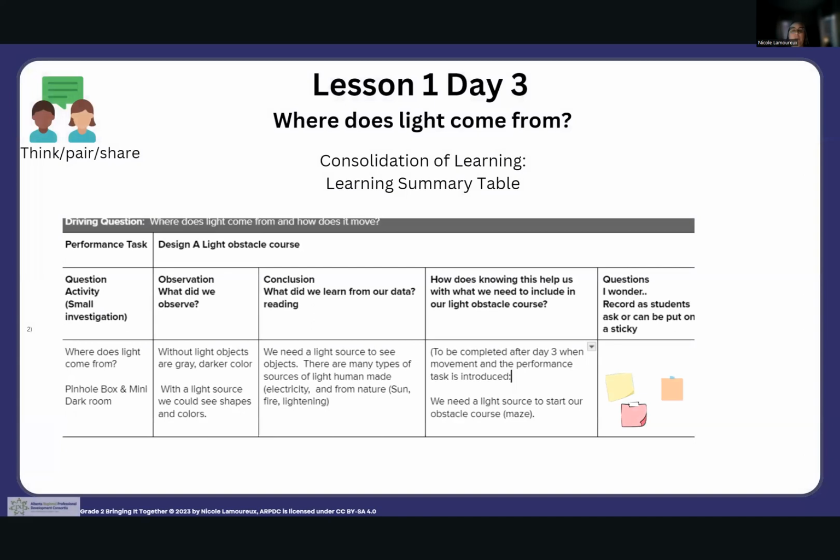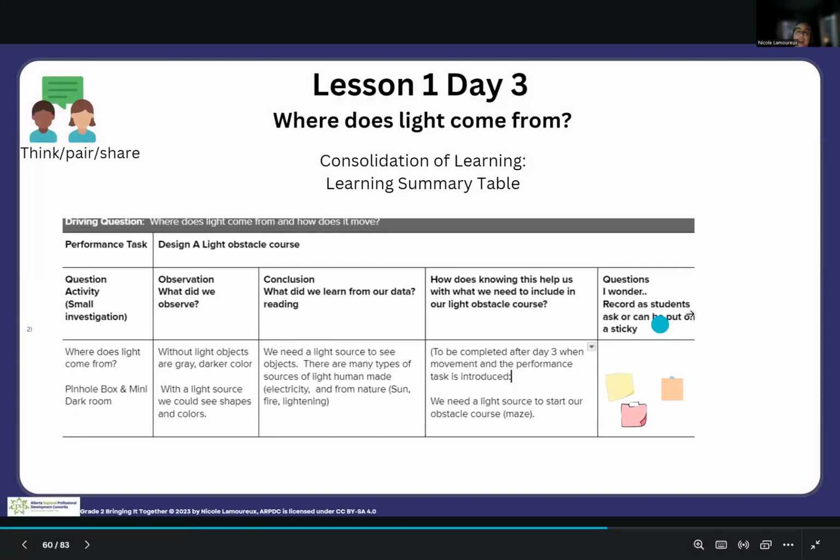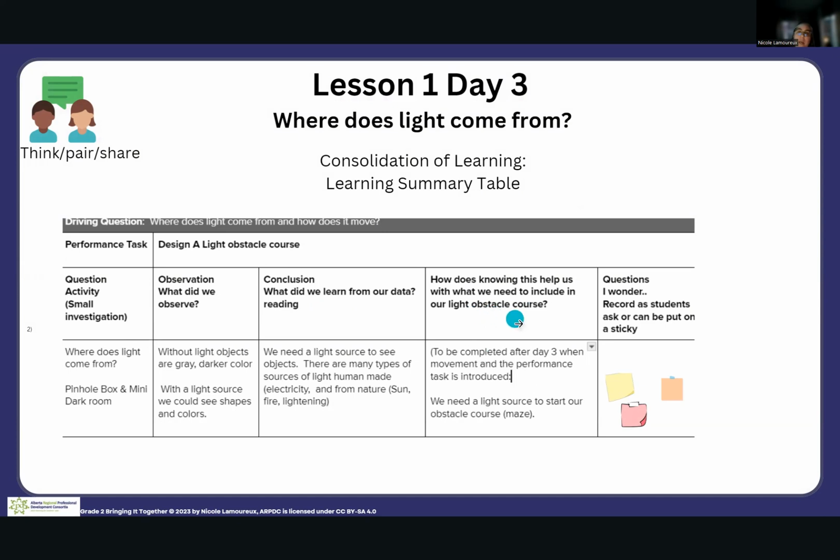So then I would go back to that question and say, well, how does knowing about this light source help us with our obstacle course? Well, we need a source of light to create our obstacle course, or you could say maze, so that they're setting up the criteria as they go along for their performance tasks. So they're not at the end trying to think of all of this. So as they go along, they're thinking about their obstacle course that they have to create.